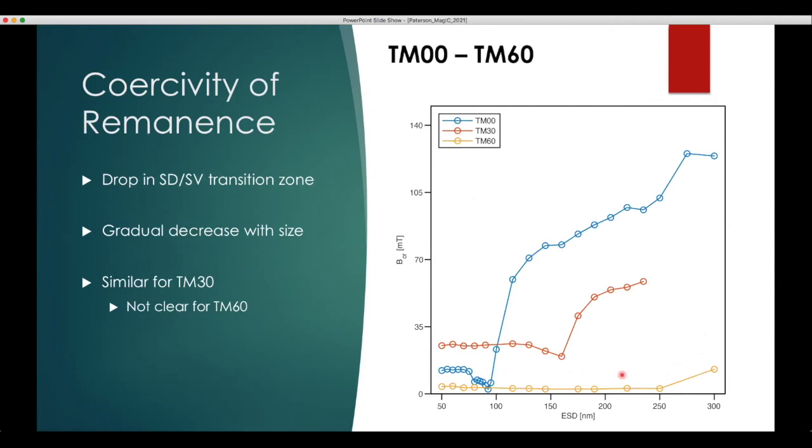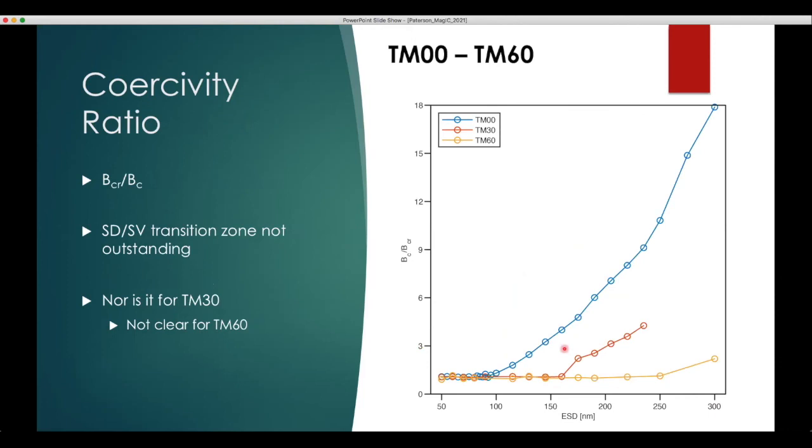We can look again also at the coercivity of remnants. And again, we can see this drop in BCR that corresponds to the transition zone. But if we normalize out the coercivity, so we normalize BC over BCR, essentially the transition zone disappears. We have fairly flat lines, so they're fairly consistent from the uniformly magnetized state into the transition zone.